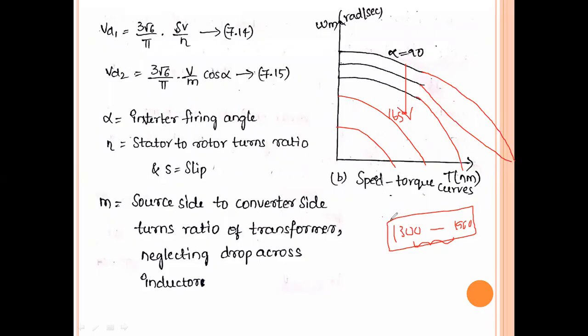And coming to its power specifications, in medium and high power applications, up to 10 megawatts, we can use this static Scherbius drive, generally for fan and pump applications. So for medium and high power fan and pump applications, we can use this slip power recovery scheme, which produces higher efficiency and also low cost.